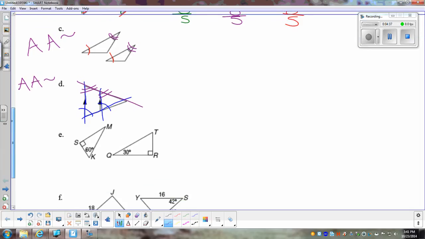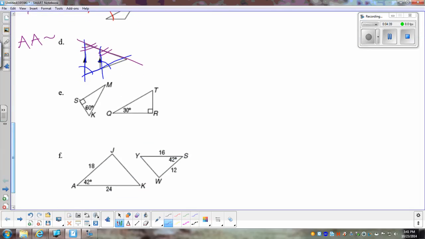In E, so far I know I have my two right angles. To figure out if I have another pair of congruent angles, I need to figure out angle M and angle T. Well, angle M would be 30 degrees, in which case I know angle M is congruent to angle Q. So E is also similar by angle similarity.